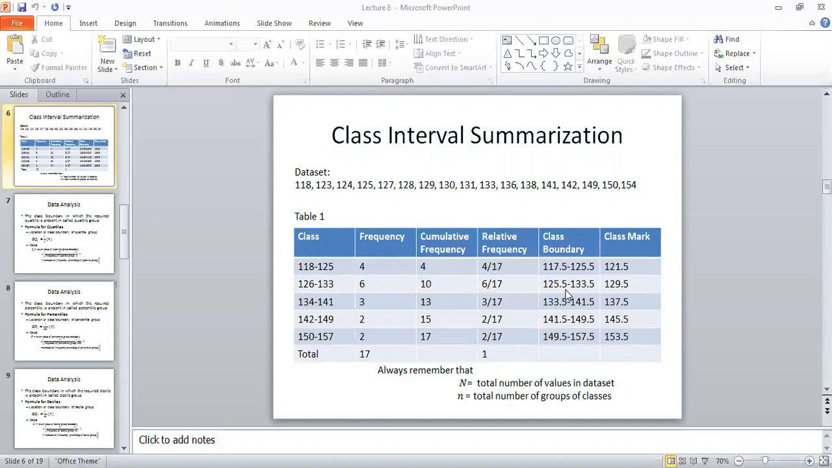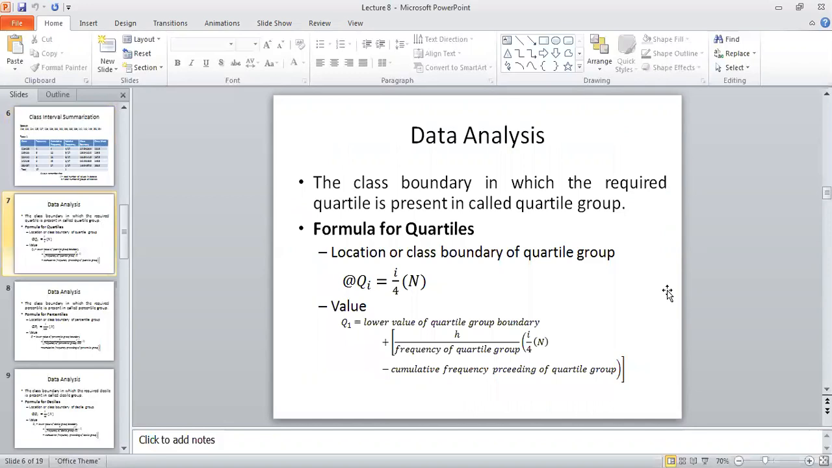In today's lecture, we will see how we do the analysis on the dataset that is available to us. We'll start our discussion with the quartiles. So firstly, we will see how we basically find the quartile values.